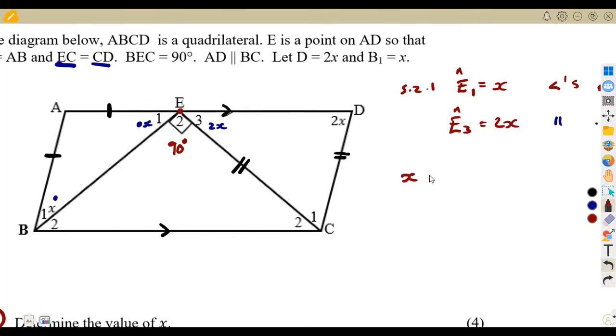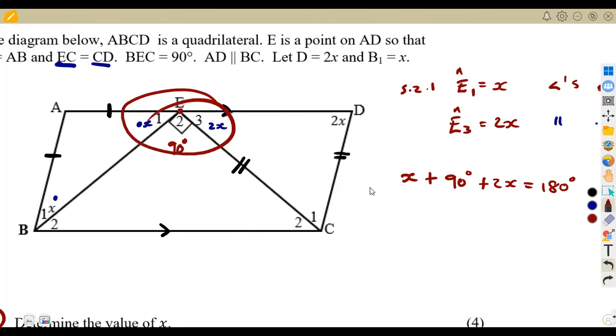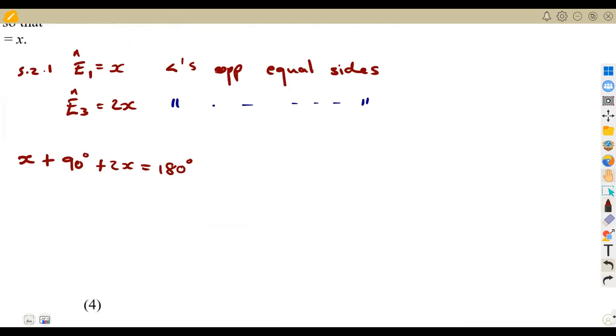So if I add x plus this 90 degrees at E2 and E3, which is 2x, I'm supposed to get 180 degrees because I'm talking about a straight line, angles on a straight line. These are the angles making up the straight line. Wherever angles are being created, those angles should add up to 180 degrees. So it's an equation that you have formulated, taken from angles on a straight line.